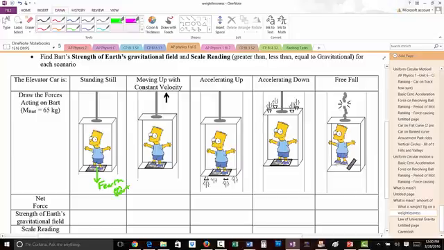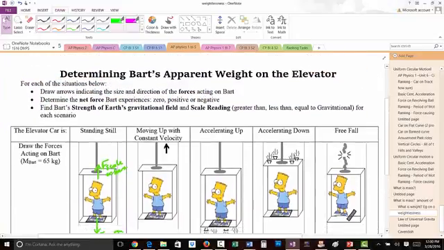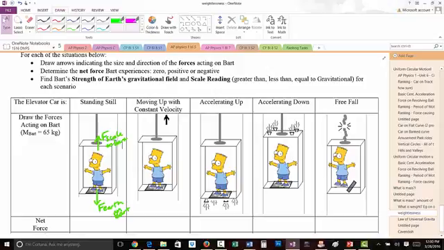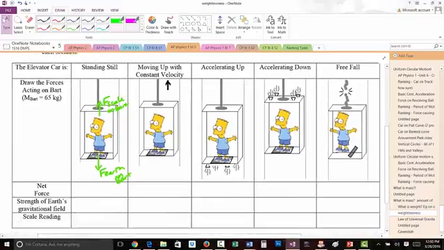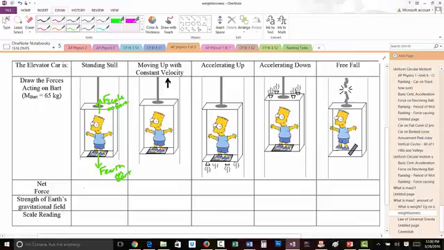Any other forces acting on Bart? There's a normal force. Now, he's not just standing on the floor, though. He's standing on something interesting. What's he standing on? Bathroom scale. So there's a force of the scale pushing up on him, right? Is that all right with everybody? Shouldn't be surprised. Determine the net force that Bart experiences in this one. What's his net force? 0. How do you know? I'm just going to keep that in mind.